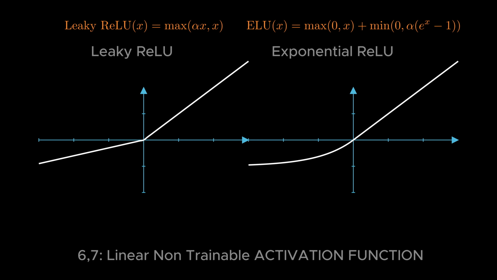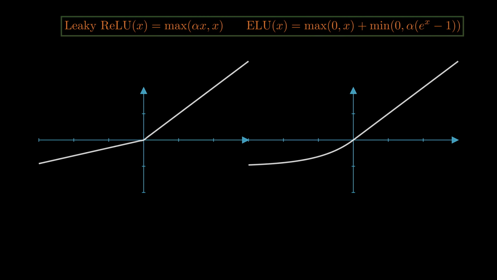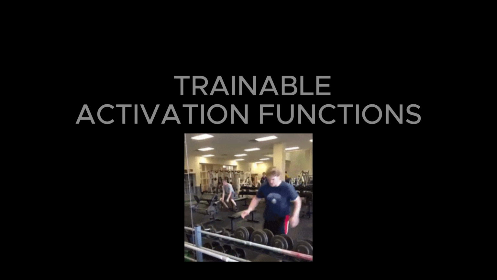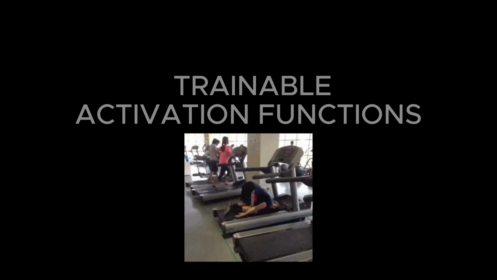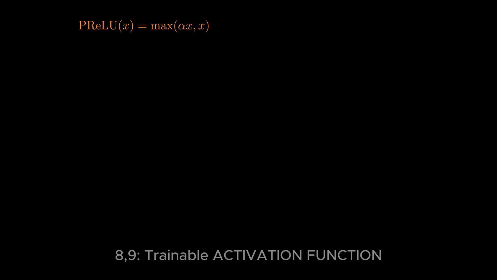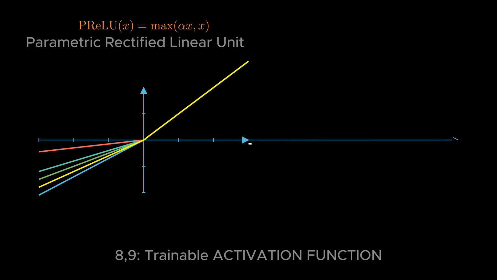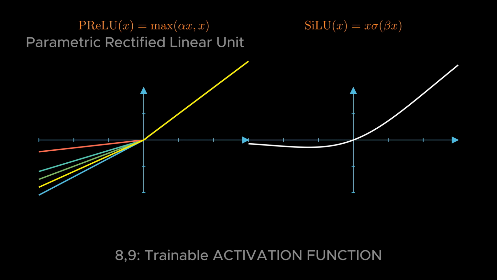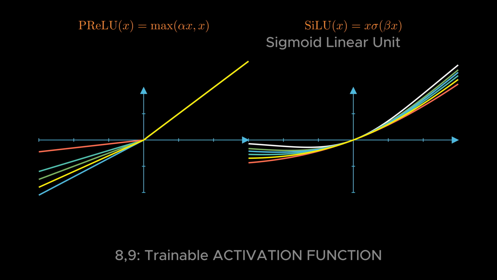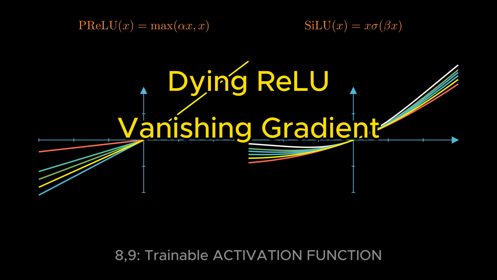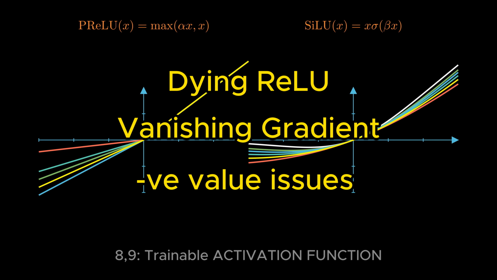But wait, why not let the model itself find the best alpha? That's smart. Yep, that's possible. This leads us to the trainable activation function category. Number 1, Parametric ReLU. Let the alpha in Leaky ReLU be learned automatically, and that's PReLU. Similarly, transform sigmoid by multiplying it by the input itself with the learnable parameter beta, and you get SiLU, introduced by Google recently. These solve dying ReLU, vanishing gradient, and negative value issues, but can be heavy on your machine.